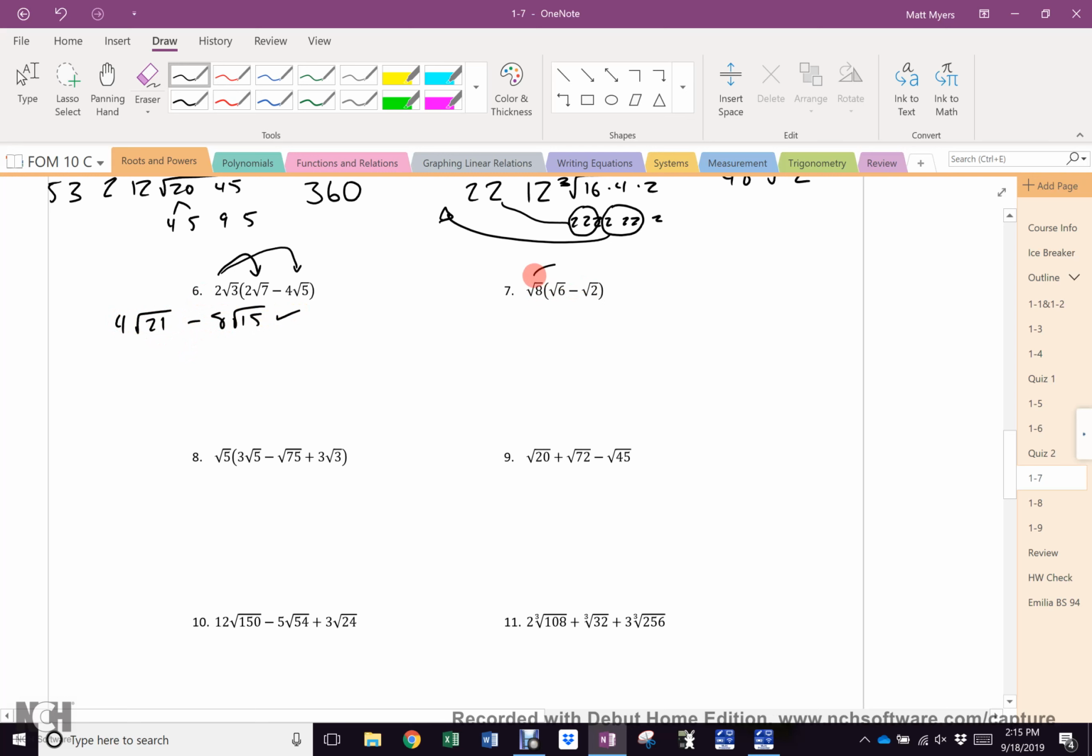This one. Root 8 times root 6 is root 48 minus root 16. Do they get simpler? Sure they do, because 48 is 16 times 3, or you did a factor tree. What is the square root of 16? 4. So I have 4 root 3 minus, what's the square root of 16? 4. And I'm done, because there is no root over here, so I cannot add them anymore. This is the same as 4x minus 4. That's done, right? So this is done.